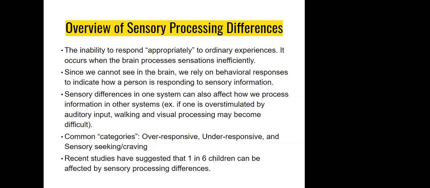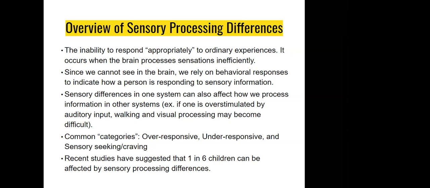And then just knowing that sensory differences or challenges in one system can affect other systems. So say if a person's very overstimulated by visual stimuli or auditory stimuli, it can affect their motor planning and their motor function. So they might not be able to walk correctly or motor plan those types of movements. And then some of the common categories I am talking about today are over responsive to sensory stimuli, under responsive, and then those sensory seekers seeking and craving. So I will go into these in more detail here in a second.